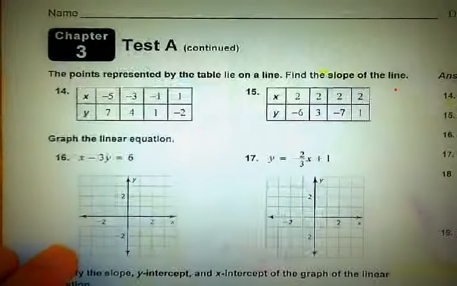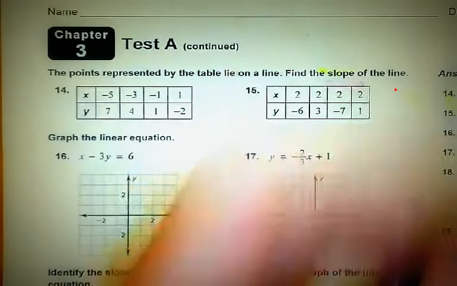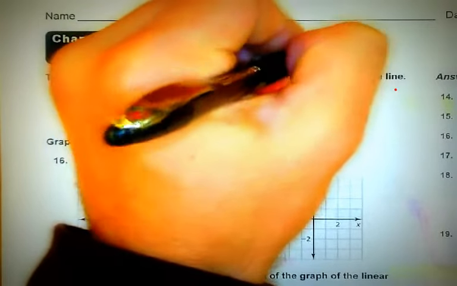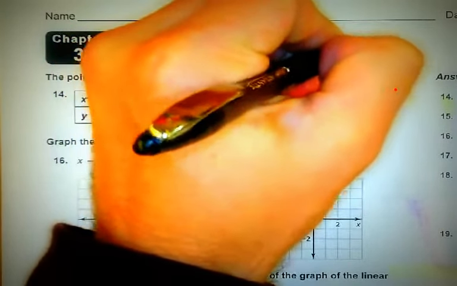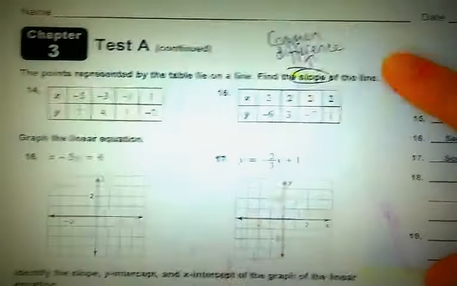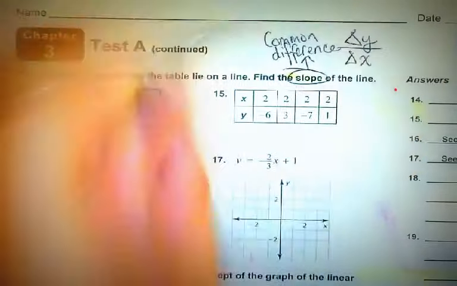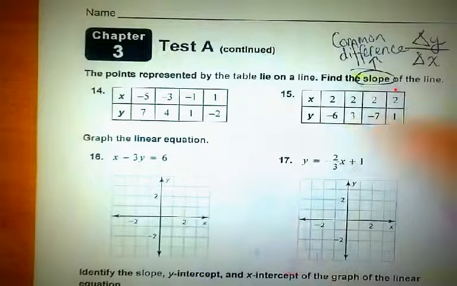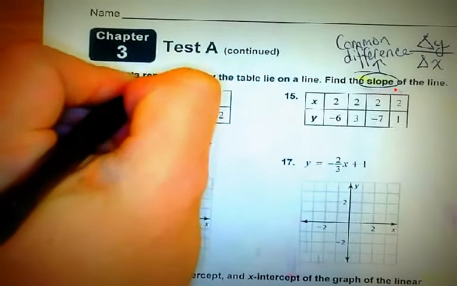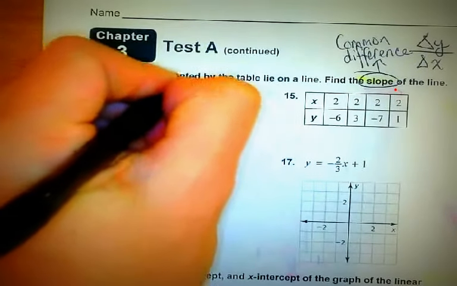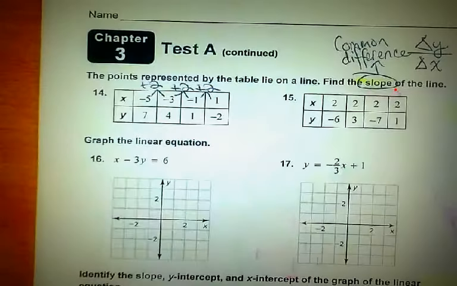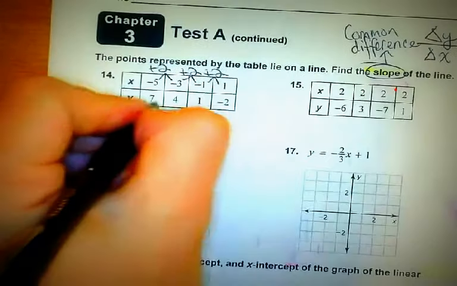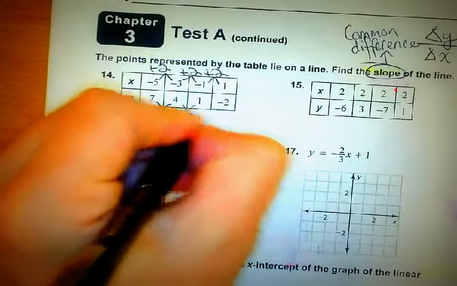Okay. They want us to find the slopes here. Remember that your slope is just the common difference. And the way we're going to write that common difference is put y on the numerator and x in the denominator. So on number 14, we have a common difference here of plus 2. And we have a common difference here of minus 3.